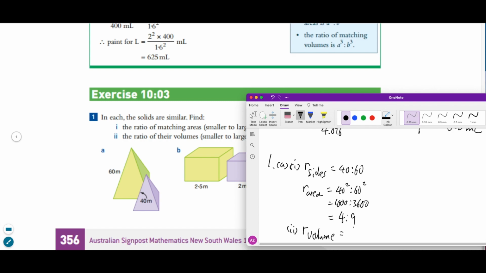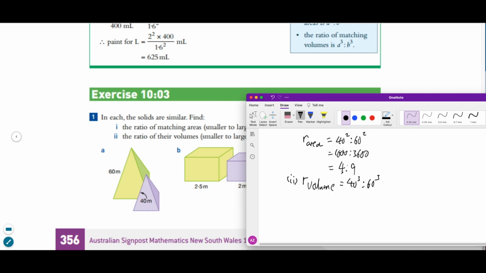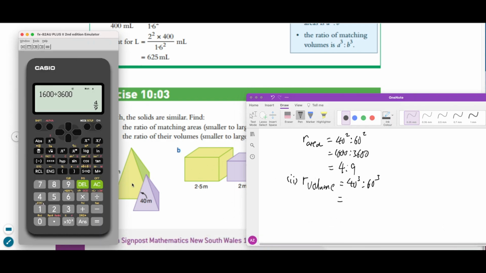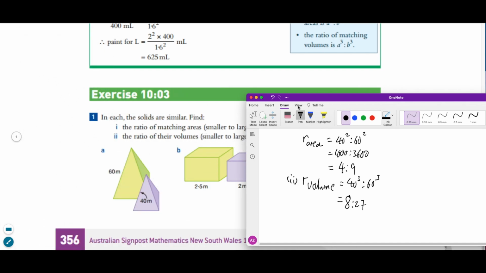is equal to 40 cubed to 60 cubed. Now, what you can do is just type this into your calculator just to make it easier, so you don't have to simplify in your head. So what's 40 cubed divided by 60 cubed? 8 to 27, right? So that's your answer. Alright, so question 1 is pretty easy. I'll move on to question 2.